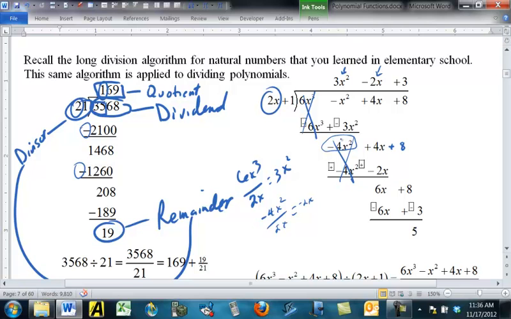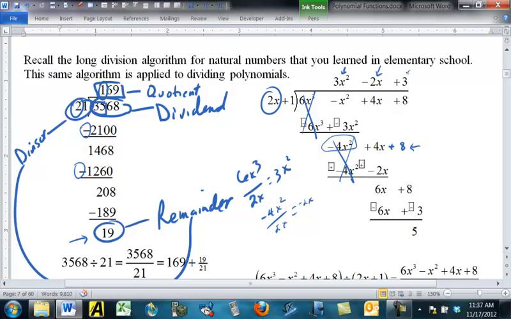Notice each time I do it, this remainder at each stage is a polynomial. We could call it a depressed polynomial. It's a polynomial that's one lower in degree, and we keep getting smaller and smaller. And how do we know we're done? Well, over here we're done when the remainder is less than the divisor. Over here we're done when the remainder has a smaller degree than the divisor. So we're not quite done yet.